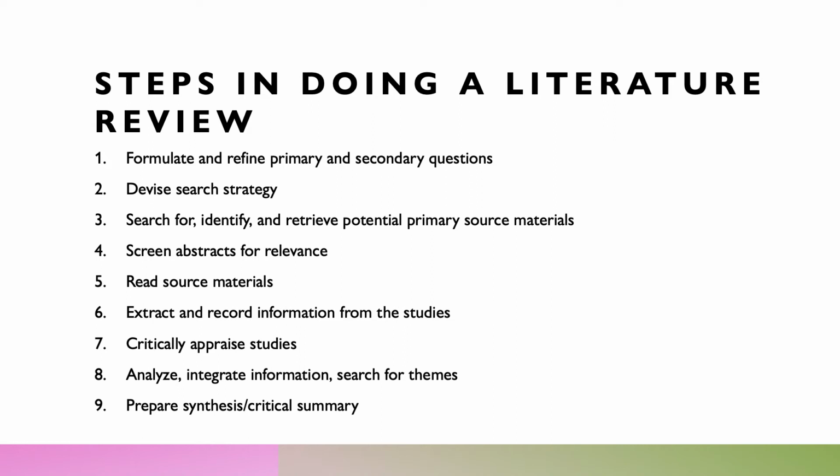You want to then analyze and integrate information and search for themes. So when you have many articles for a literature review, one of the things you're looking for is themes in the research studies, specifically themes in how they were done and themes in the findings. When you write your literature review, you will not write about every single article, but you will write about key articles, and you will discuss the themes. And then finally, you prepare your synthesis and your critical summary of the literature.